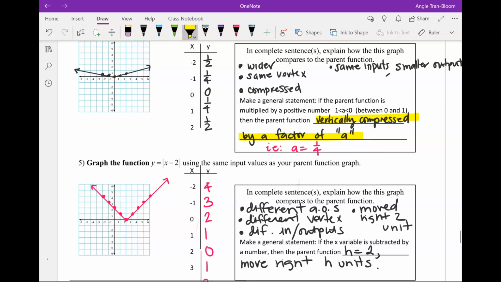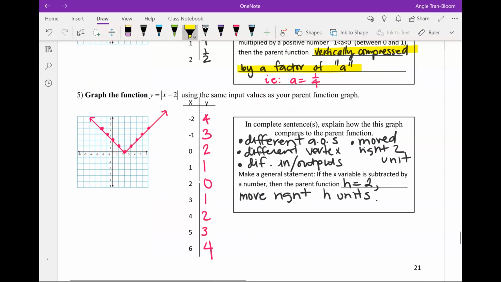But next, we took the parent and we subtracted by what? 2. What happened to the parent when you move it by 2, or subtract it by 2, I should say? It moved. What direction? To the right. Okay. So we are going to say shifts right 2 units or moves right 2 units. All of that was Thursday.